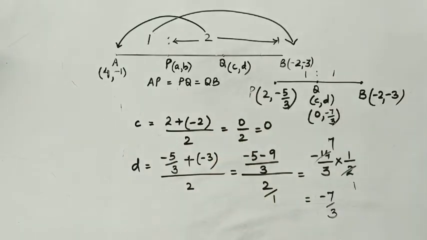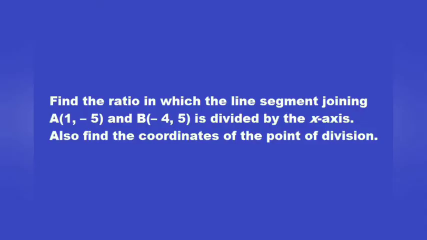and then apply the midpoint formula to find the coordinates of another point. Now the next question is: find the ratio in which the line segment joining A, which has coordinates 1, minus 5, and B having coordinates minus 4, 5, is divided by the x-axis. Also find the coordinates of the point of division. So we need the ratio as well as the coordinates where the division has happened.